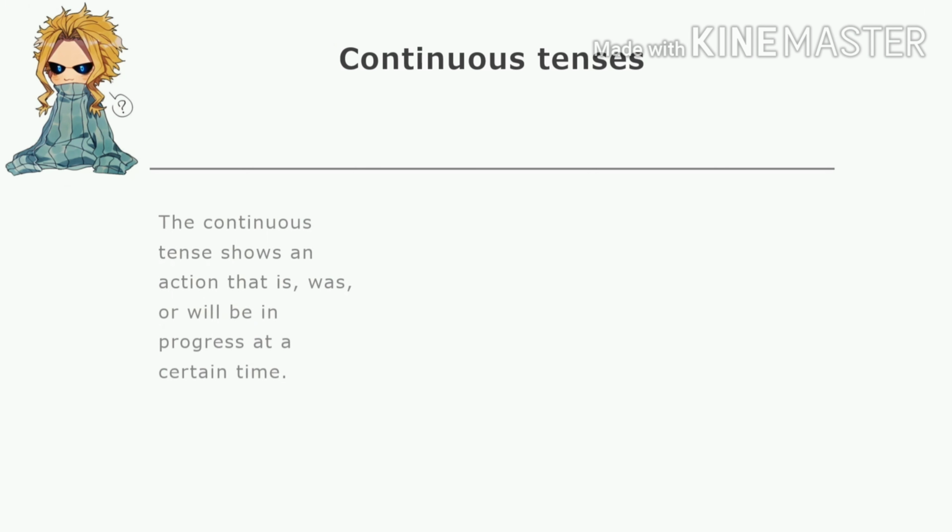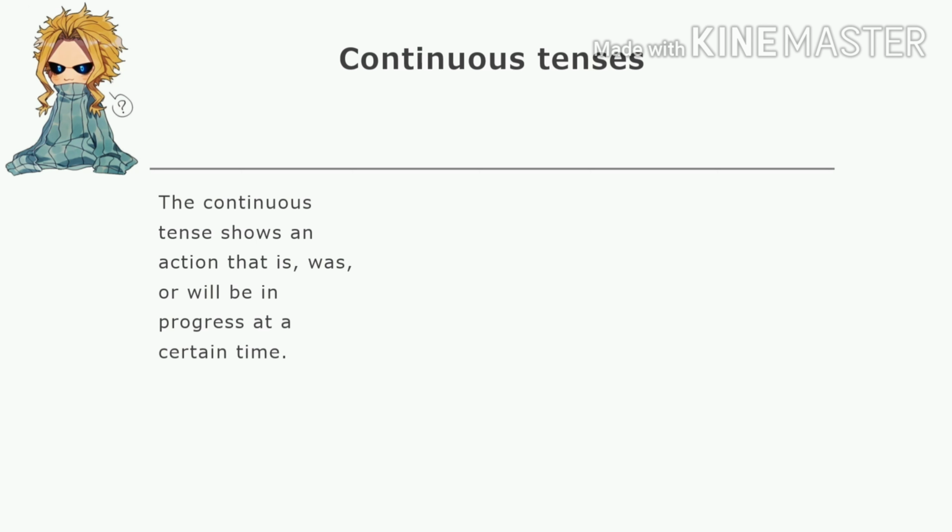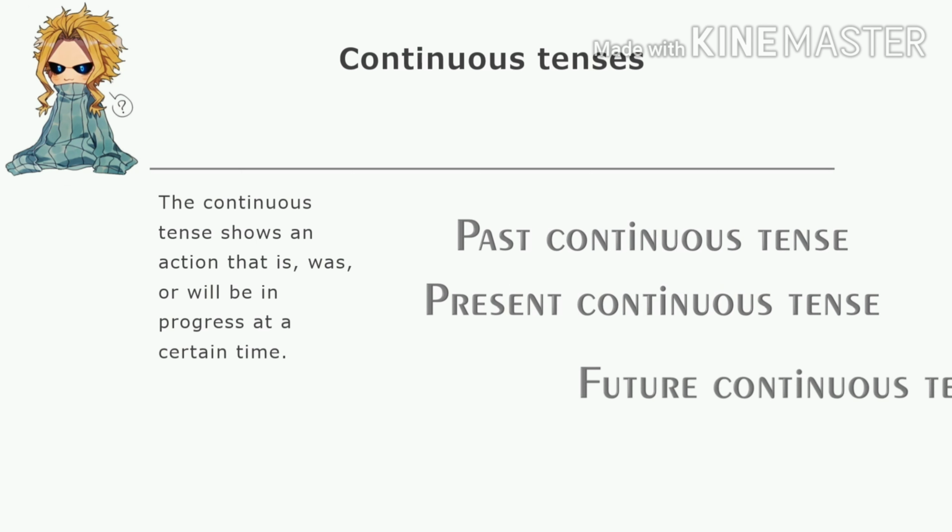Continuous tenses. Now the continuous tenses show an action that is, was, or will be in progress at a certain time.